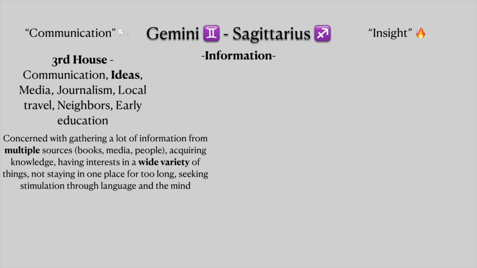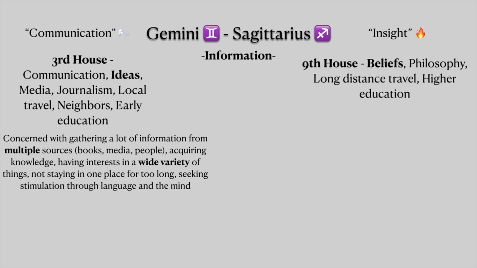Gemini is concerned with gathering a lot of information from multiple sources such as books, media, or people, acquiring knowledge, having interest in a wide variety of things, not staying in one place for too long, and seeking stimulation through language and the mind.